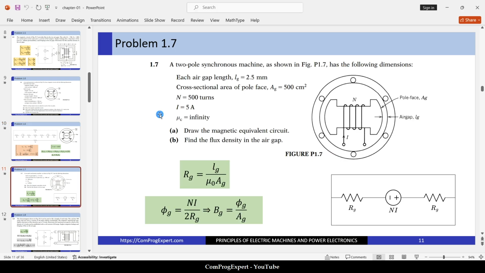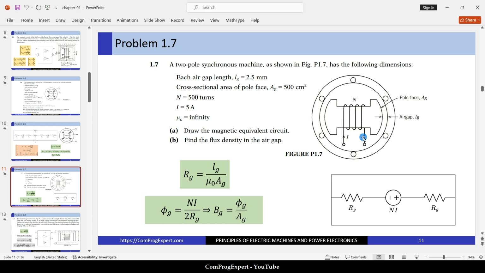Problem 7. A two-pole synchronous machine as shown in this figure has the following dimensions. Each air gap length is 2.5 millimeter. The cross-section area of the pole face is 500 centimeter square. This is the pole face. This is the thickness of the air gap. The total number of turns is 500. We have the excitation coil here.